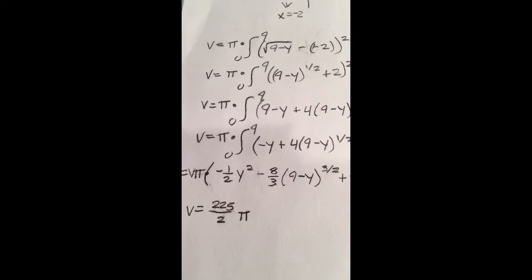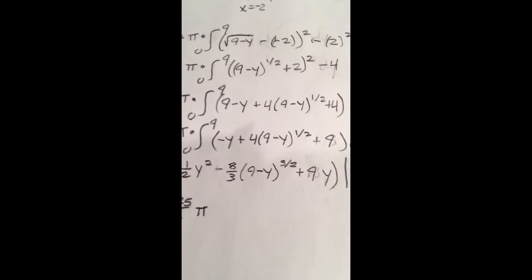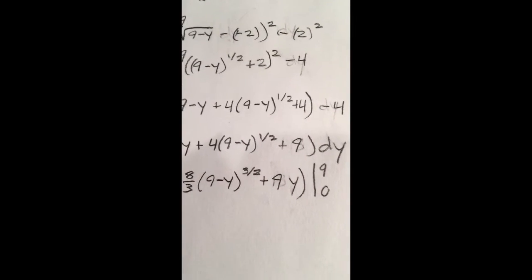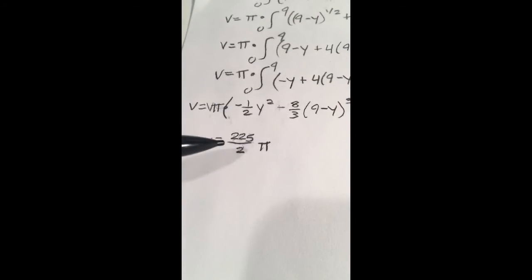You can integrate from there and get V equals pi times the quantity -1/2 y squared minus 8/3 times (9 minus y) to the 3/2 plus 9y, evaluated from 0 to 9. And your final answer will be volume equals 225 over 2 pi.